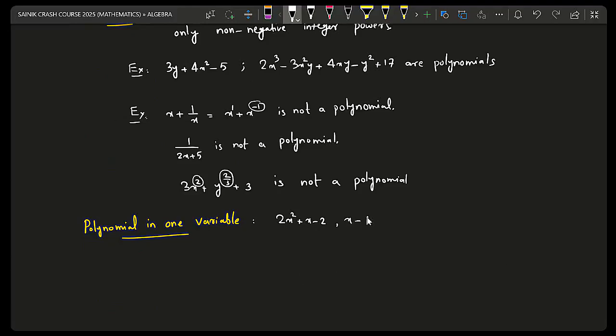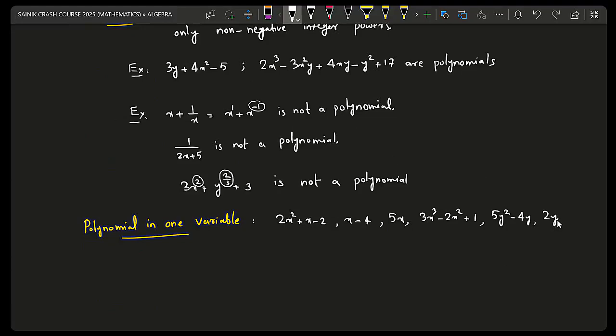x minus 4, polynomial in one variable. 5x, polynomial in one variable. 3x cube minus 2x square plus 1. This is also a polynomial in one variable. What is that variable? x. You may write using other variables also, like 5y square minus 4y, 2y, etc. But it should have only one variable.